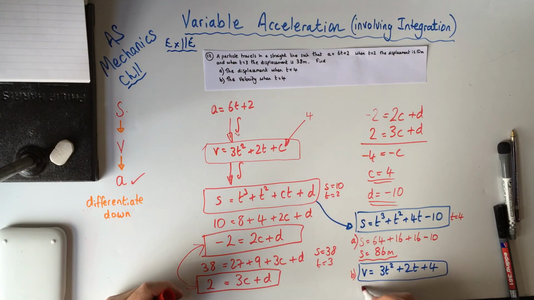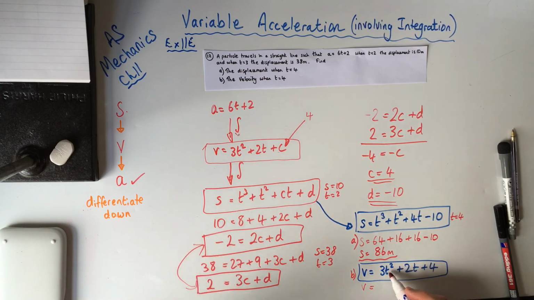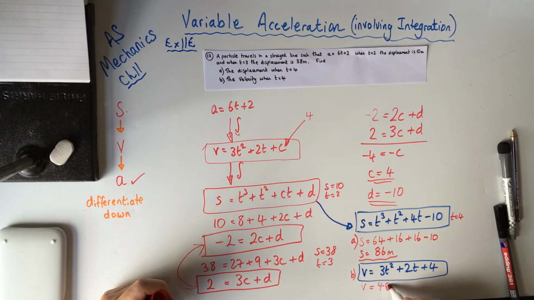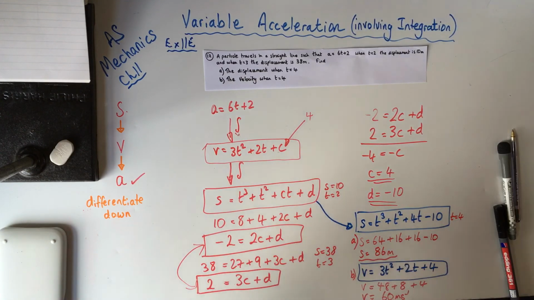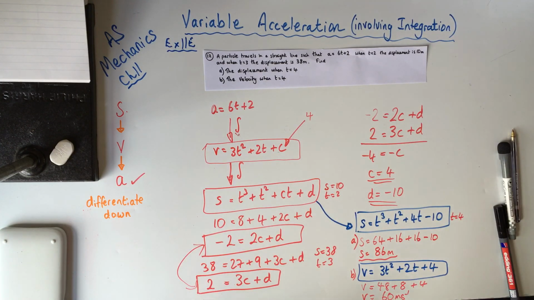So v is equal to 3 times 4 squared, 4 squared is 16, so that's 48, plus 2 4s are 8, plus 4. So the velocity is equal to 60 meters per second to the minus 1. That's not going to fit on, is it? You can just see it there, right at the bottom of the screen. So 60 meters per second, to the minus 1, the velocity. Okay, and that's number 12.